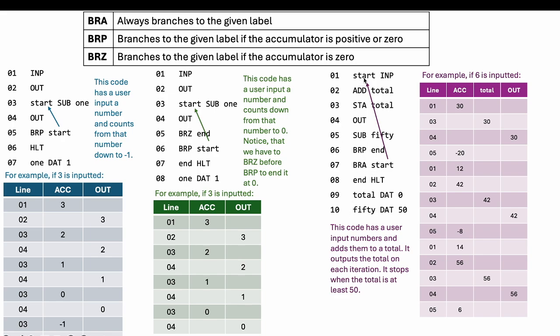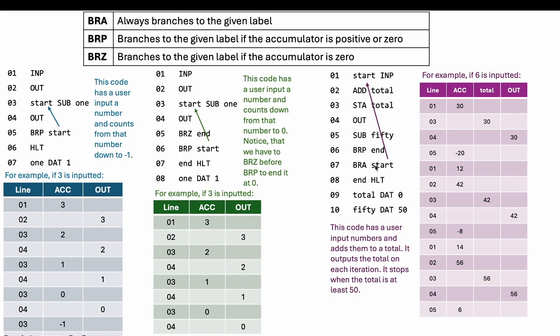So we're going to come back up to the start where we input another number, which in this case is 12. We're going to add our total, so we get up to 42, and we store that back in our total. So this is that running total algorithm, where our total is now 42. We output that total, so it's outputting every time. We subtract 50, we're still negative, so we know we haven't reached 50 yet.